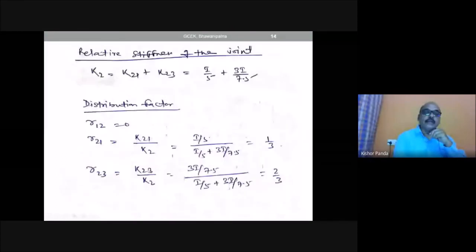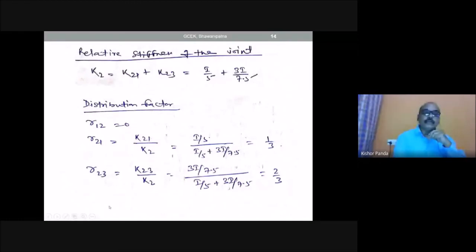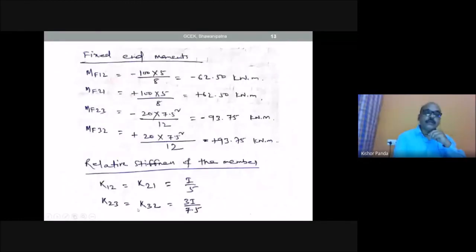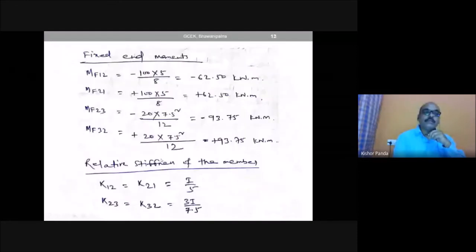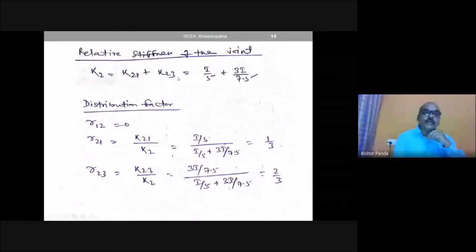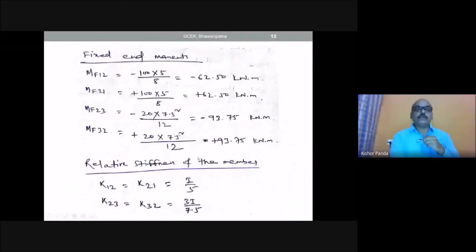I have not written R32 here. So this is also 0 due to the fixed end. These are the distribution factors. How will we solve this? Here you know the fixed end moment, the relative stiffness of the member and joint, and then the distribution factor. So this is the moment distribution method you have to solve.